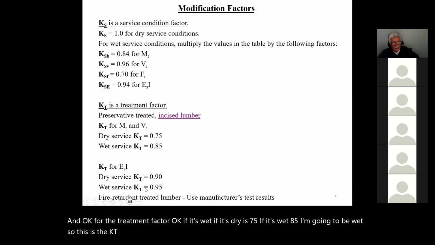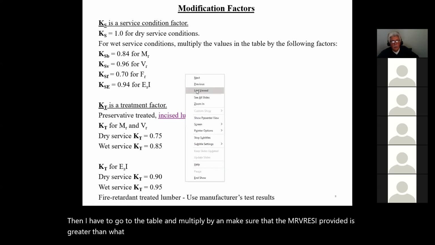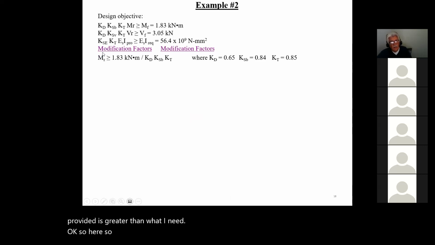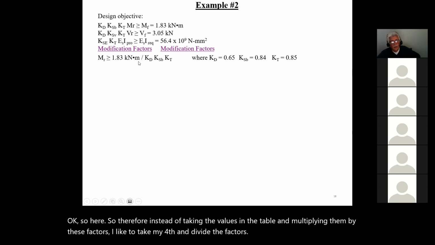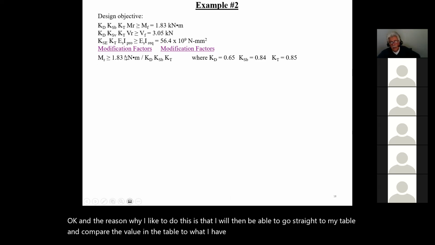And here's the KT for the ESI value of 0.95. So here are all my factors that I have to go to the table and multiply by, and make sure that the MR, VR, ESI provided is greater than what I need. So instead of taking the values in the table and multiplying them by these factors, I like to take my force and divide by the factors. The reason I like to do this is that I will then be able to go straight to my table and compare the value in the table to what I have here. And that's the smartest way to do it.